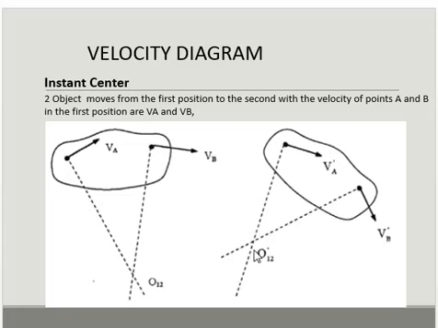We do the same thing for the second position. After that, we can see that the instant center of the two objects between the first picture and the second picture is in the same position. That's why point O12 is called the instantaneous speed center, or instant center.